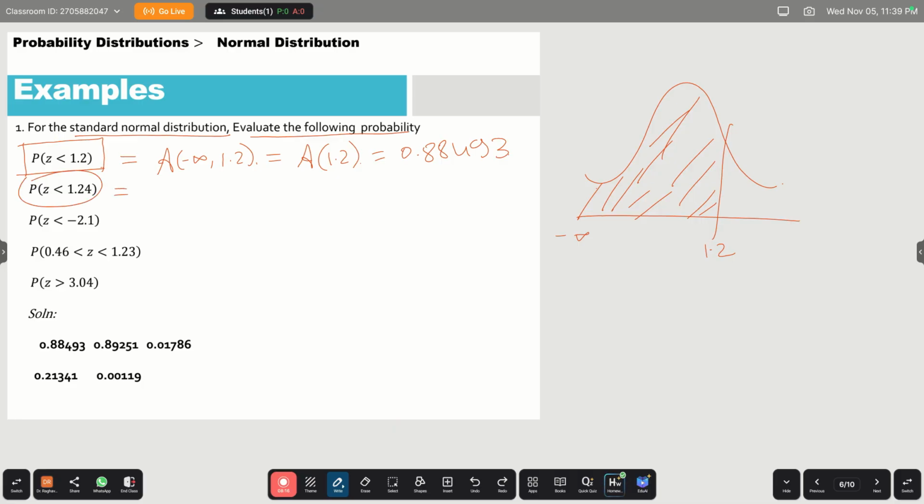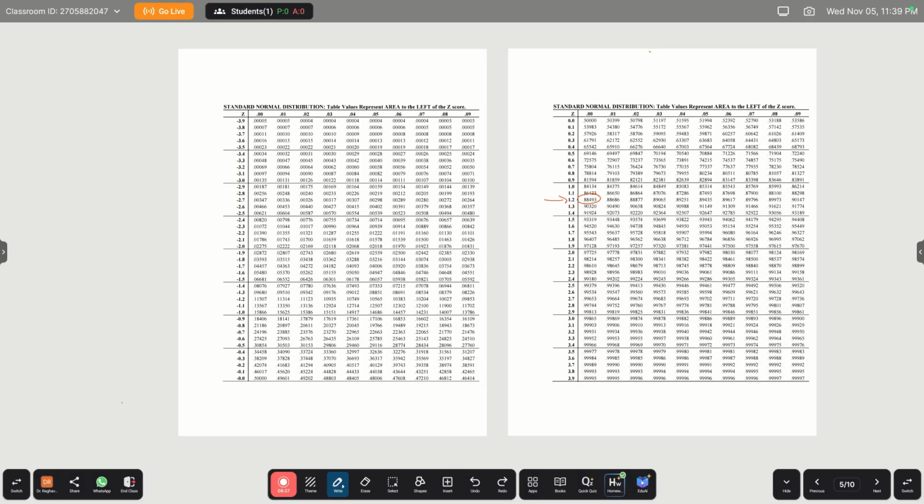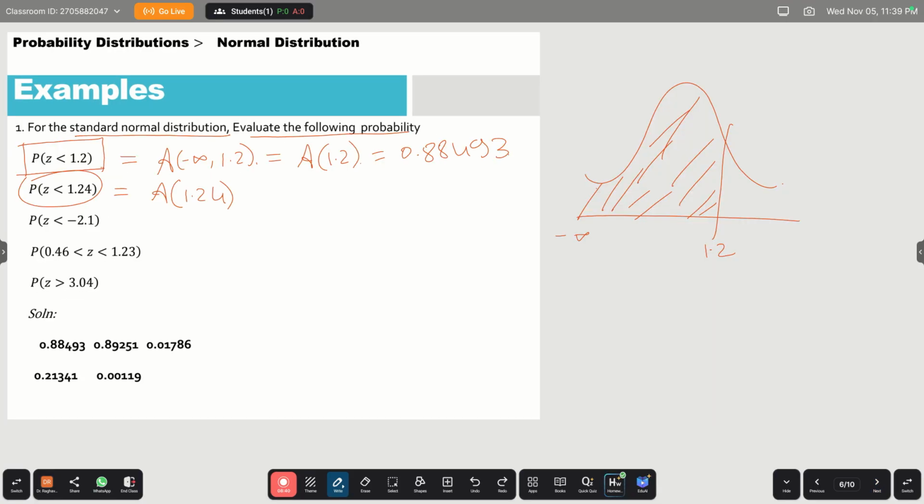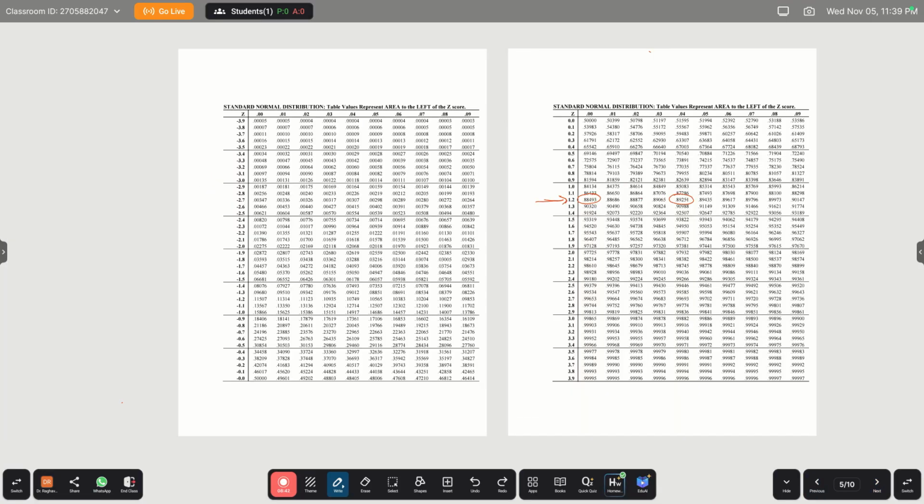Next we need to find the probability of z less than 1.24. So it is the area up to 1.24. If you check 1.24, the same row as 1.2, the columns go 1.20, 1, 2, 3, 4. So 1.24 will be 0.89251.